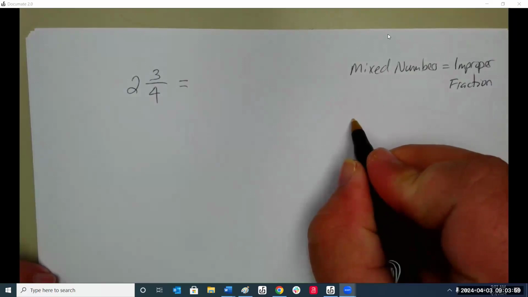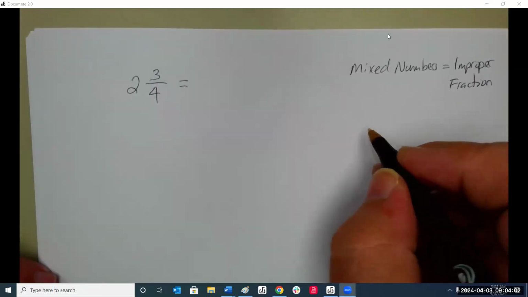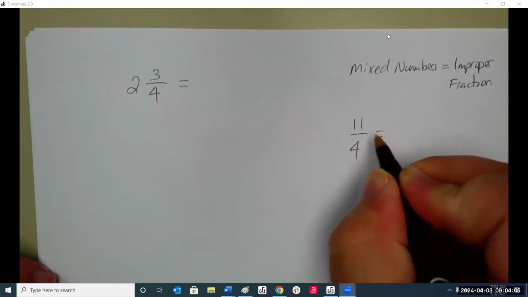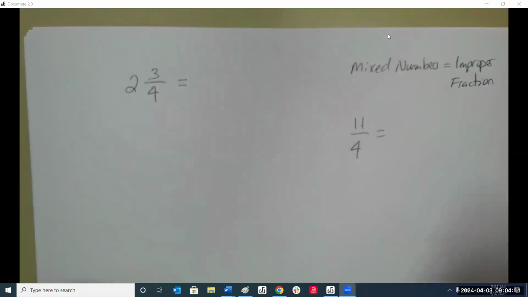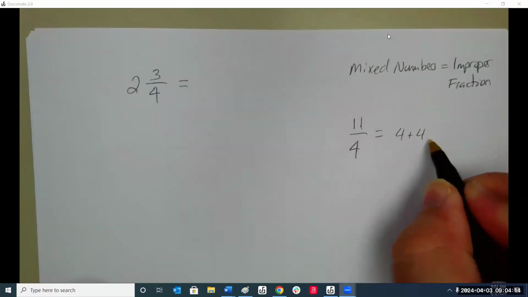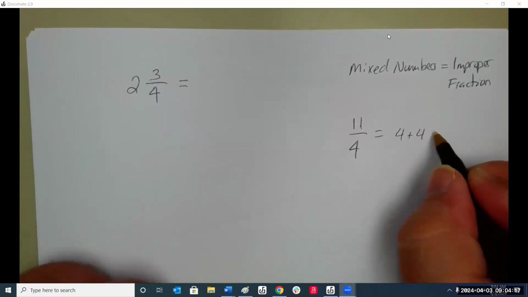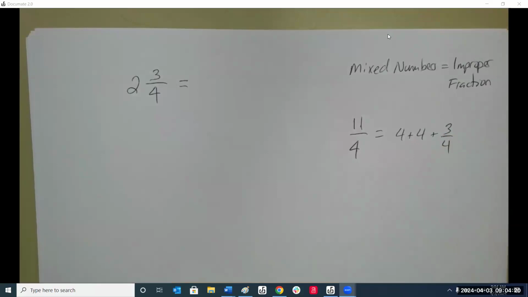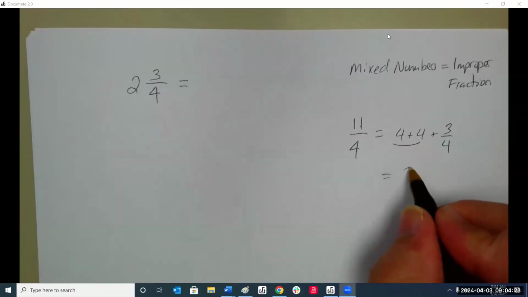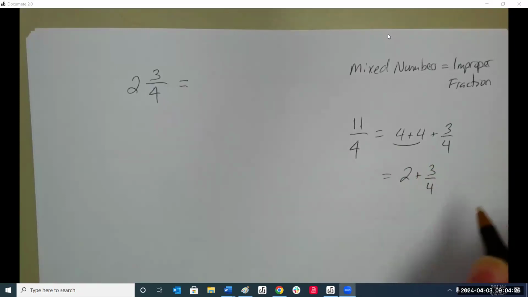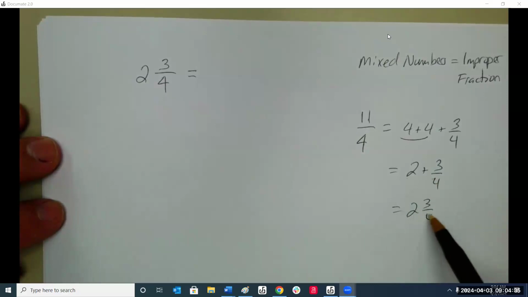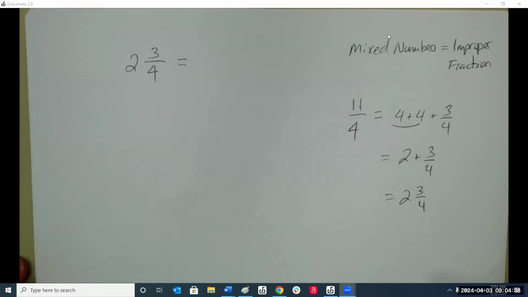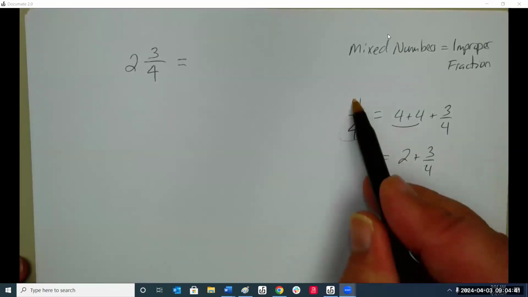Since they're the same thing, how do I convert them? We did earlier, let's say we had 11/4. That's the improper fraction, right? How many times does 4 go into 11? We have 4 + 4 is 8. And then there's 3 left. So there's two of those. So it's 2 3/4. Because we can add numbers like this together. They just become the mixed number. That's the easy way. How many times does this go into there?